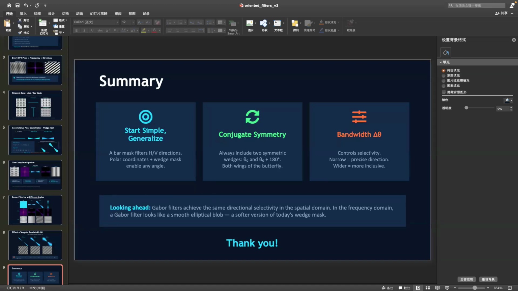Looking ahead, the Gabor filter reaches the same directional selectivity, but in the spatial domain. In the frequency domain, a Gabor filter looks like a smooth elliptical blob, essentially a softer version of the wedge mask we built today.